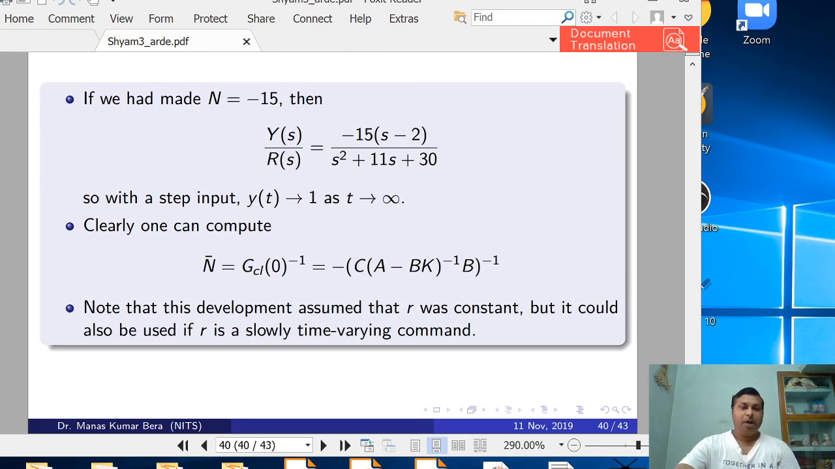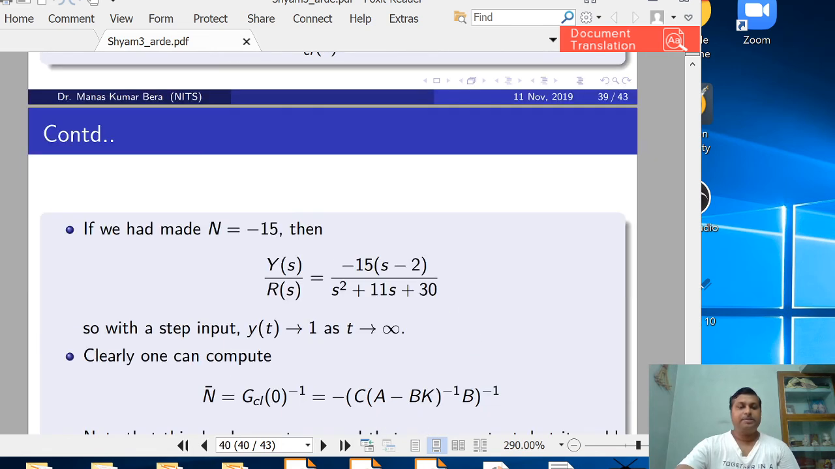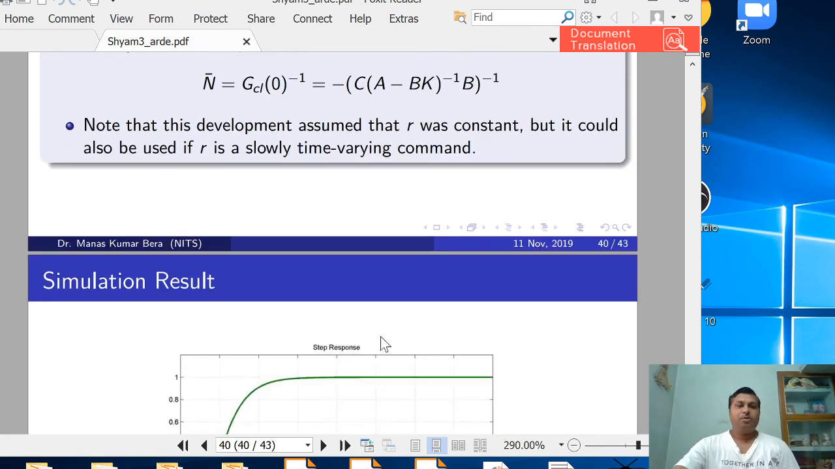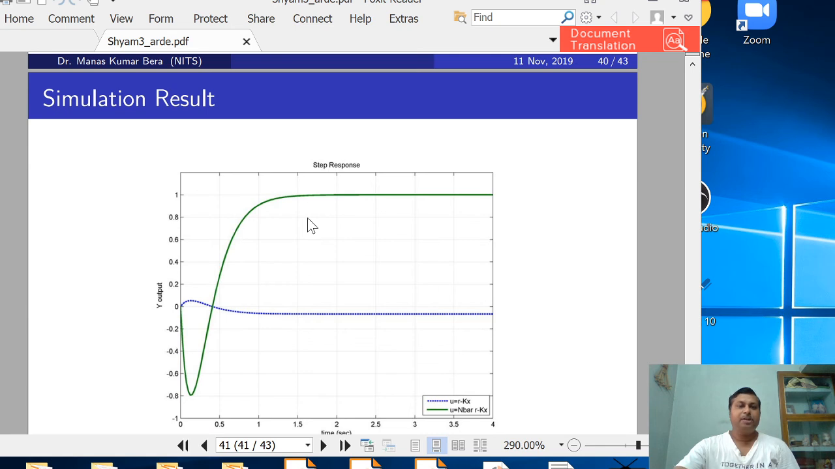Note that this development assumed that r was constant, but it could also be used if r is a slowly time varying command. So this procedure will be useful if you are going to track a slowly varying reference input like a step. Now this same system is simulated using MATLAB.